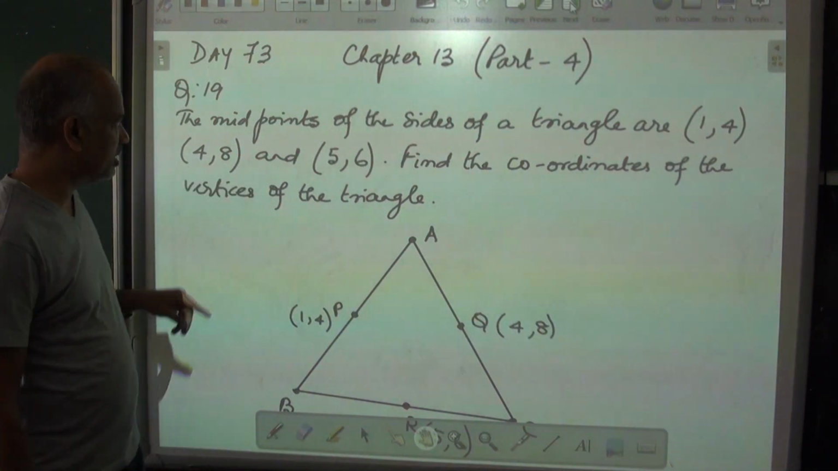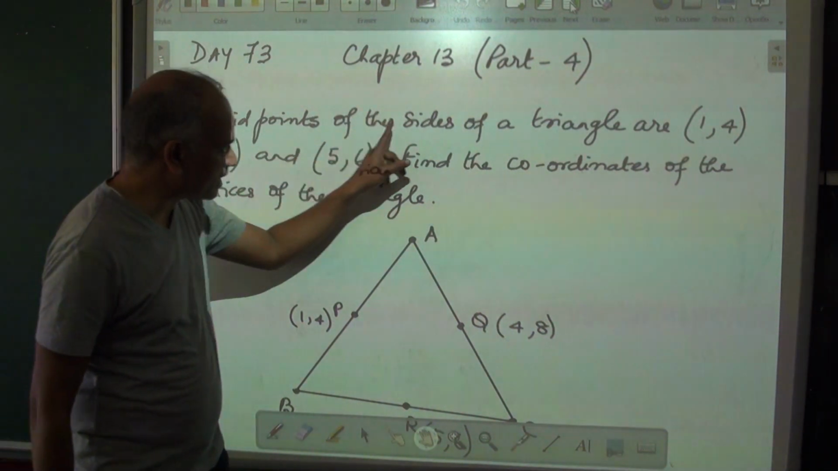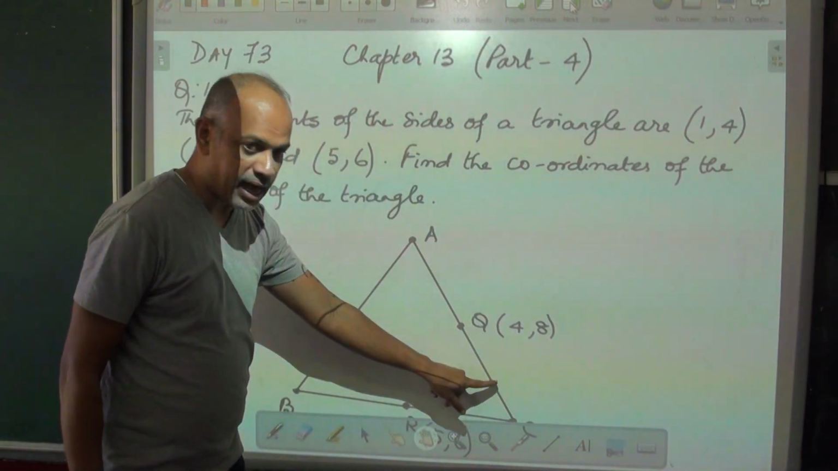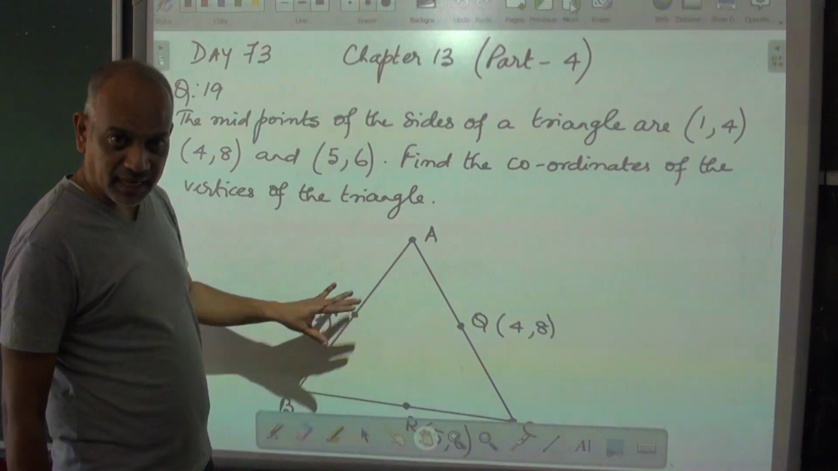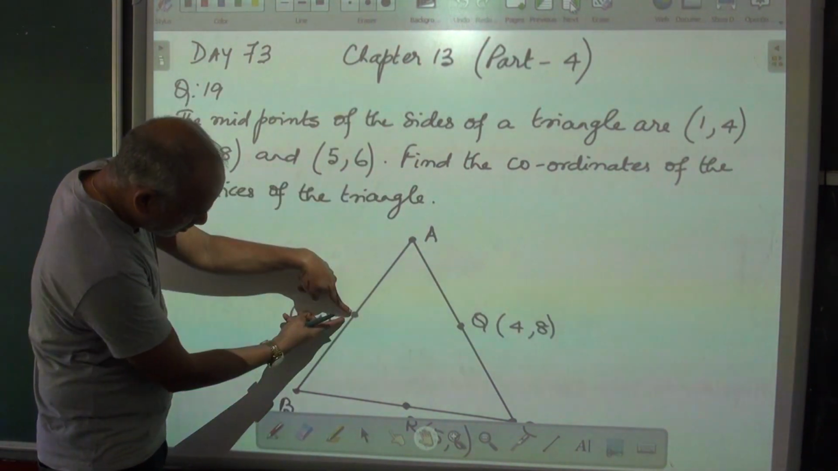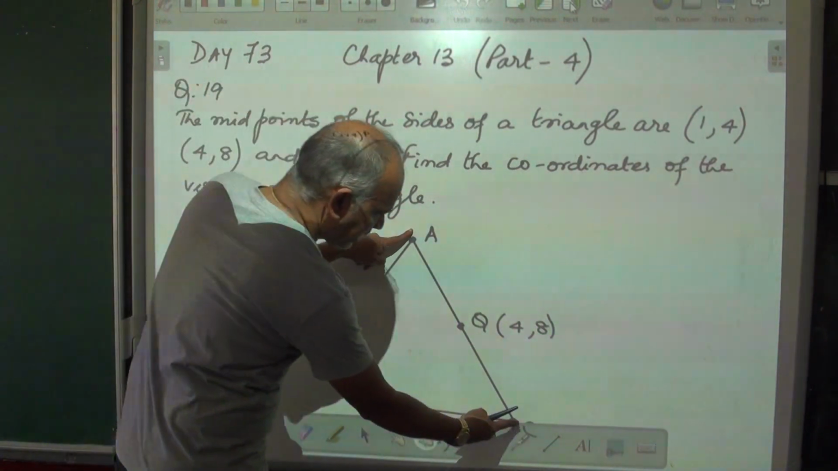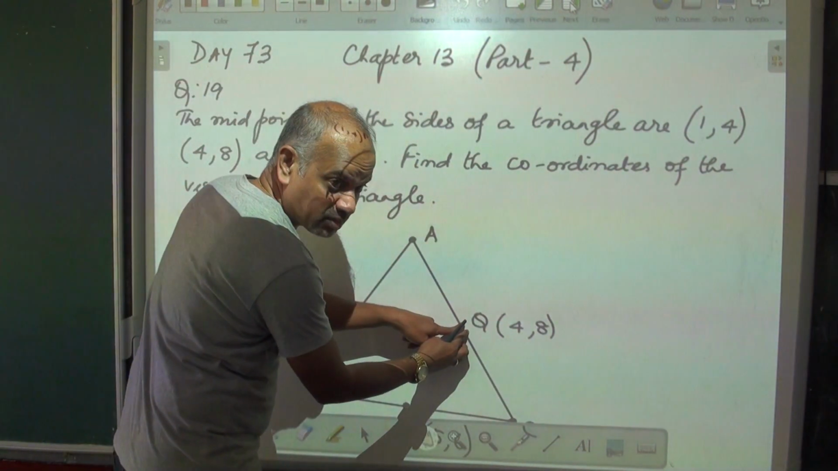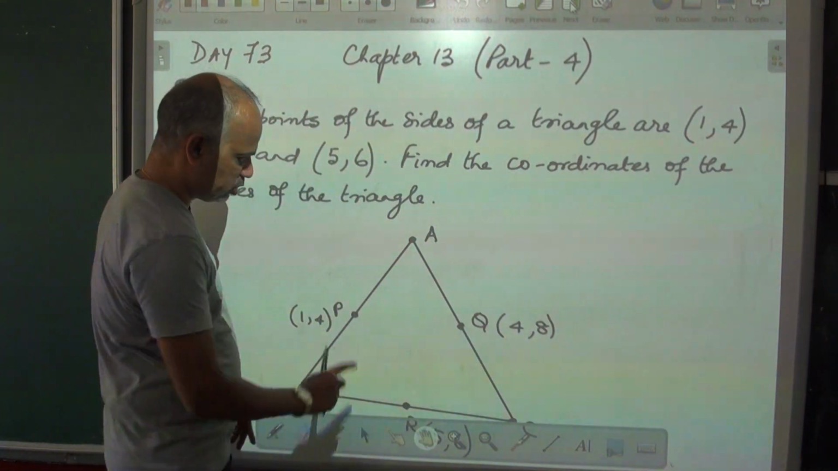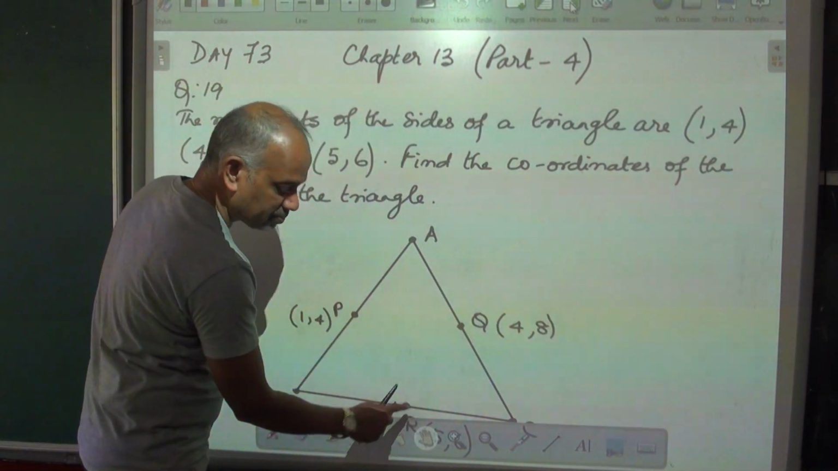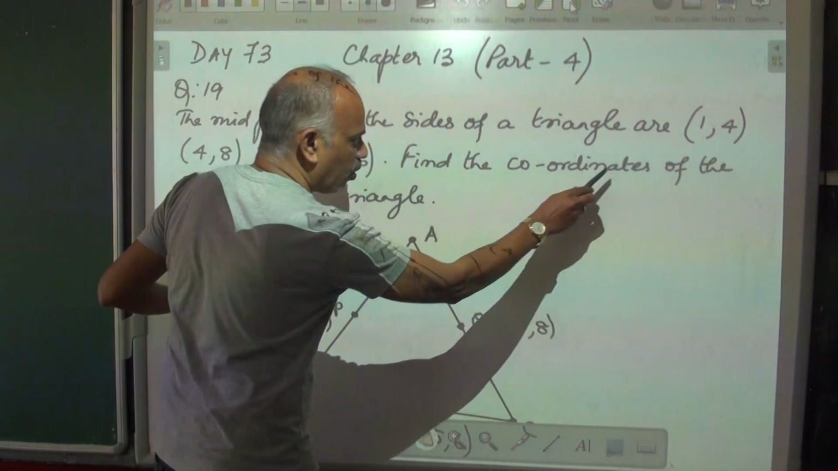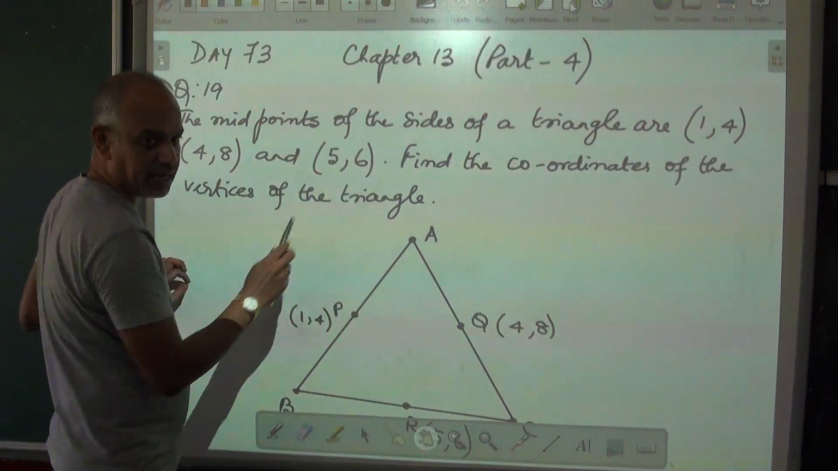Look at what is given. It says the midpoints of the sides of the triangle. You have a triangle and the midpoints of the sides are known. This is one side, the midpoint of that is known. This is the second side, the midpoint of that is known. This is the third side, you know the midpoint of that. You only know the three midpoints of the sides of the triangle. Find the coordinates of the vertices of the triangle.